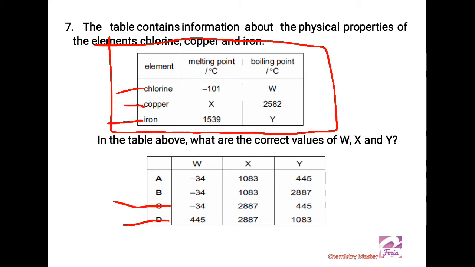Now the last element is iron. Iron is again a dull grayish shiny metal, a very good conductor of heat and electricity, and it's very dense also. So we see the melting point of iron is 1539. So its boiling point must be more than 1539. So what do you think about option A? It's also omitted. So we are left with the correct answer.